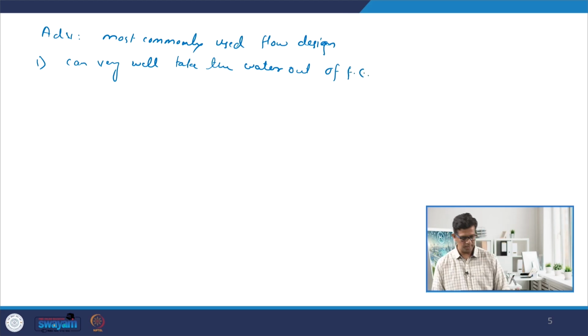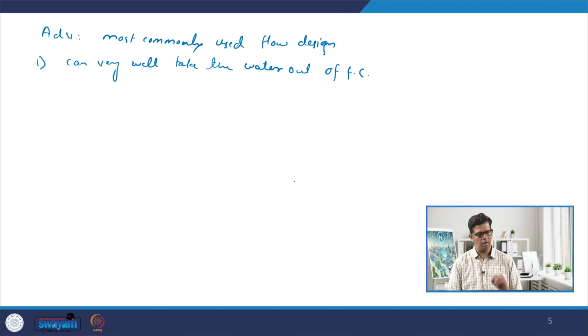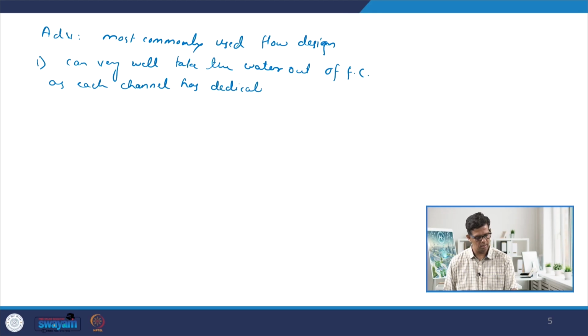Now why is it so? As I have mentioned earlier, there are dedicated channels. As you can see, one channel is not connected to the other channel. So whenever any water is produced and taken to one particular channel, the species flowing through that channel will force that water to flush out, and that is why this kind of design is very preferred for water management in a fuel cell. So let me write: each channel has a dedicated pathway.